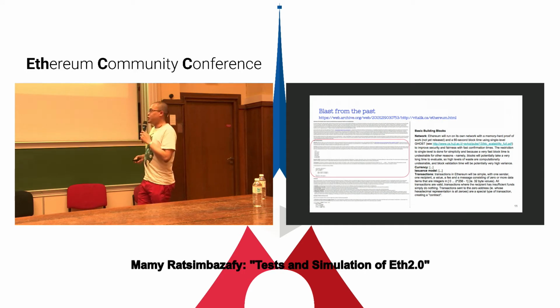But just before going into testing, let's go back to the past. So this is from 2013, vitalik.ca, ethereum.html. This was the spec of Ethereum. It fit in 1.5 A4 page sheet. And so, for example, Ethereum blocks were described with 4 sentences, like network: Ethereum will run on its own network with a memory hard proof of work.